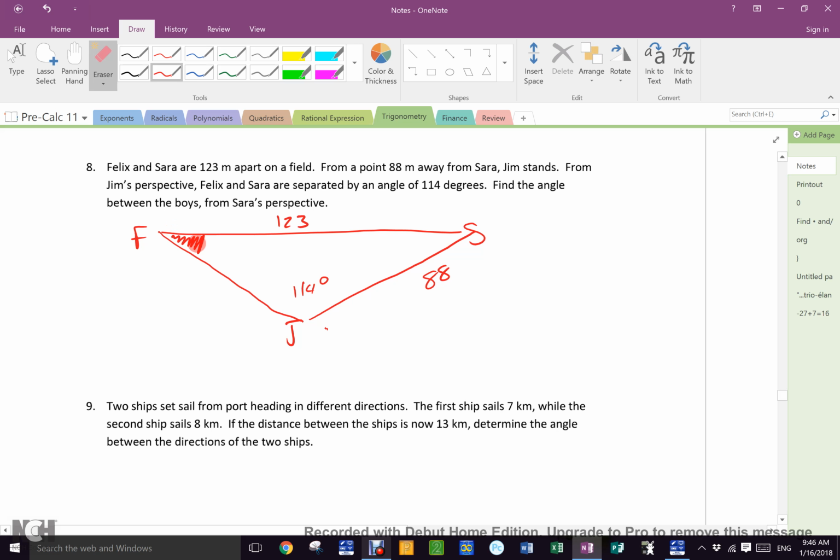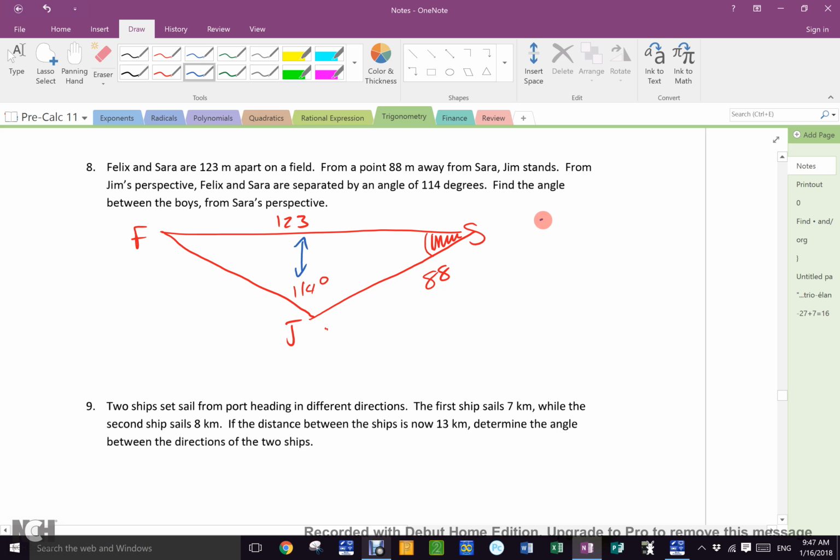Find the angle between the boys, from Sarah's perspective. Find the angle between the boys. Am I going to use sine or cos law? Sine law. Why? Because you got the pair, right?